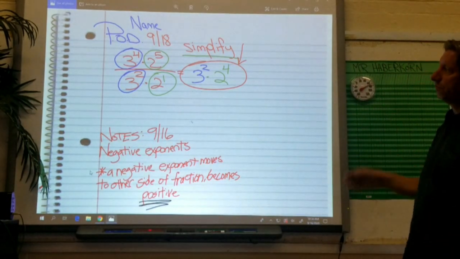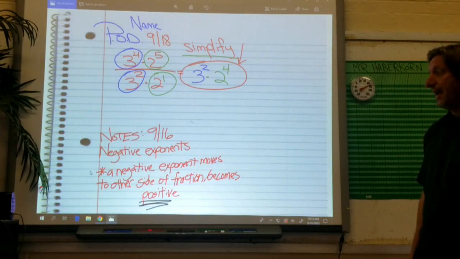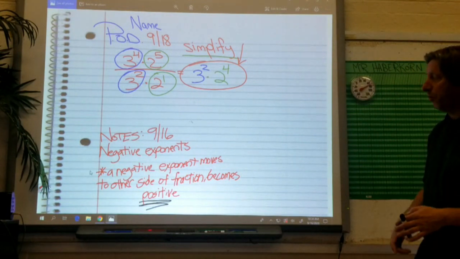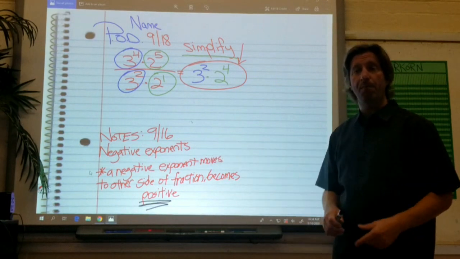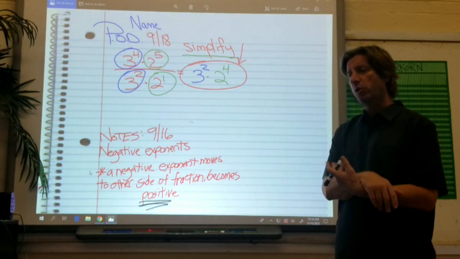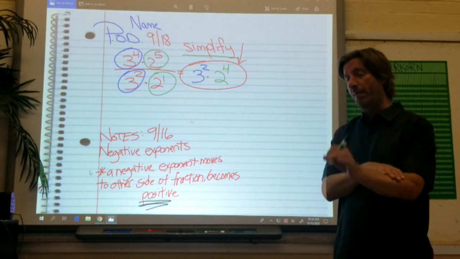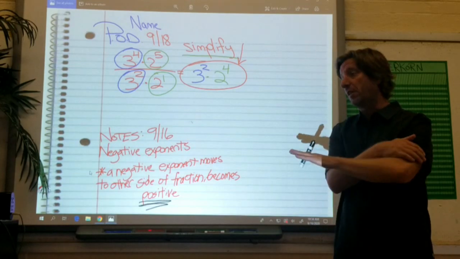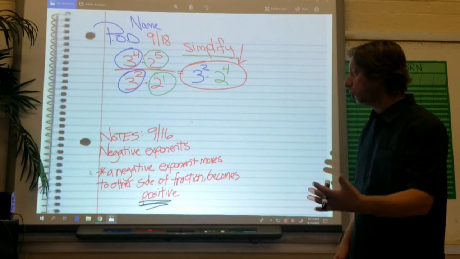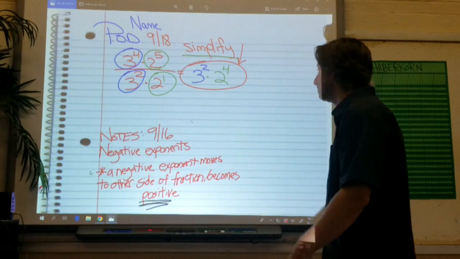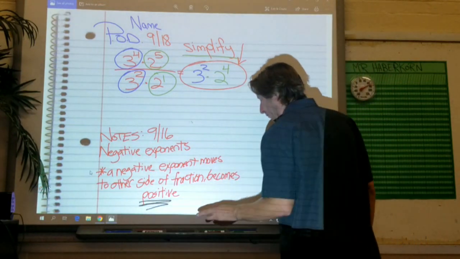All right. So notes for today. A negative exponent. They're not really negative. So this is going to take a while to remember. But this is something that's very important and it always shows up on the state tests. Okay? So I'm going to look at some different ways.